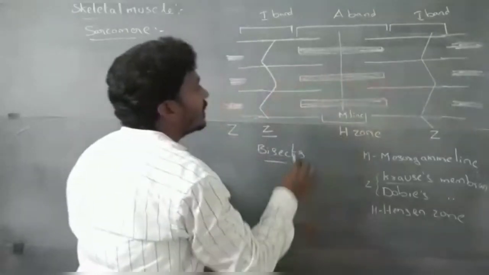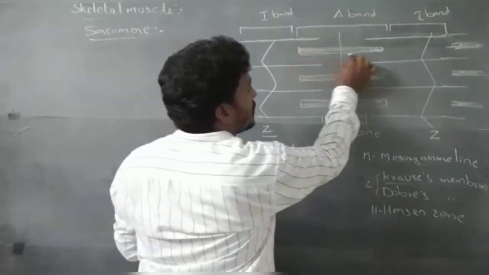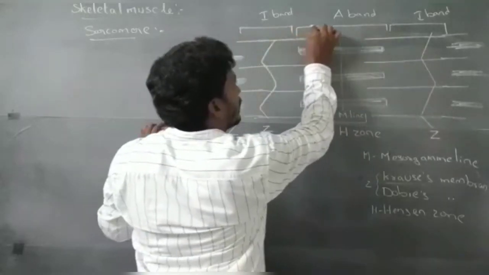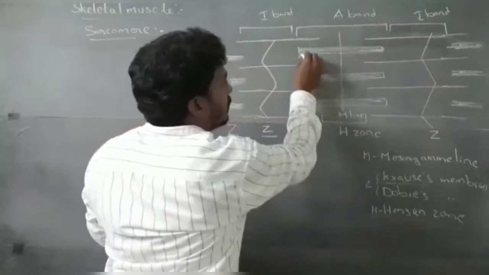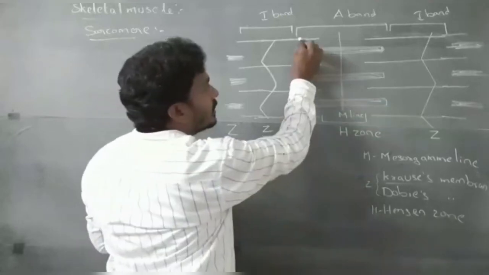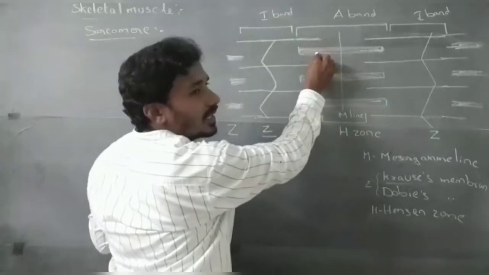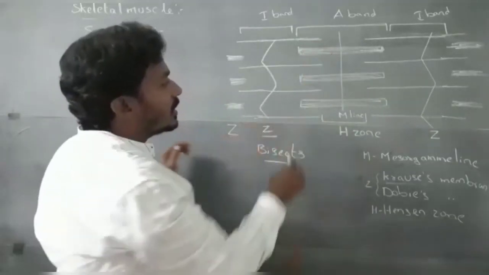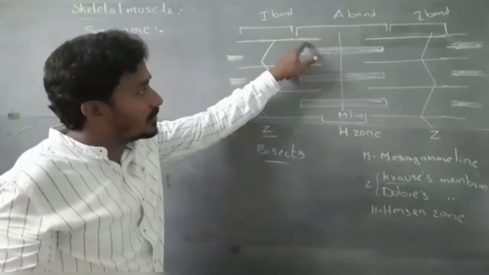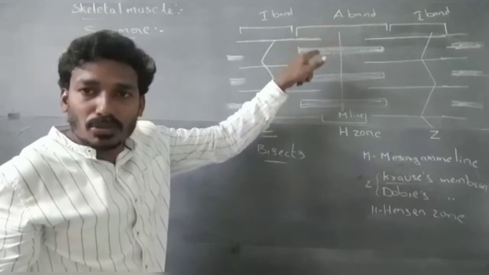Next, the A band. The A band contains myosin. This is myosin. The A band contains a thin band and a thick band. So it is anisotropic because of the presence of thin and thick bands. So it is called the A band or anisotropic band.